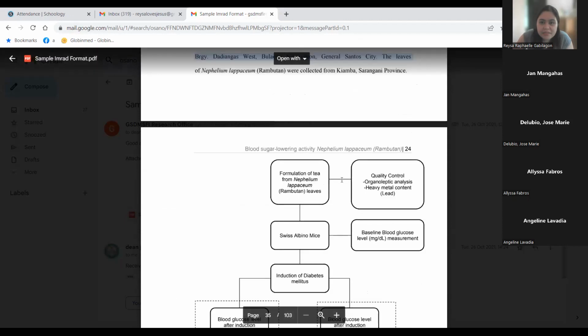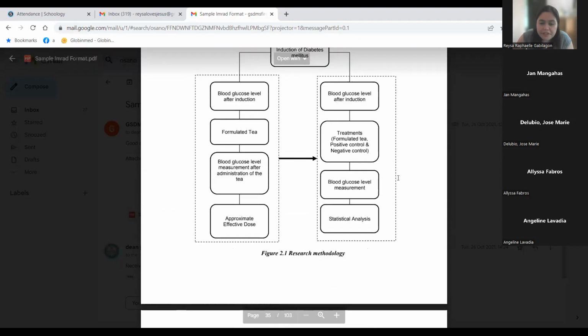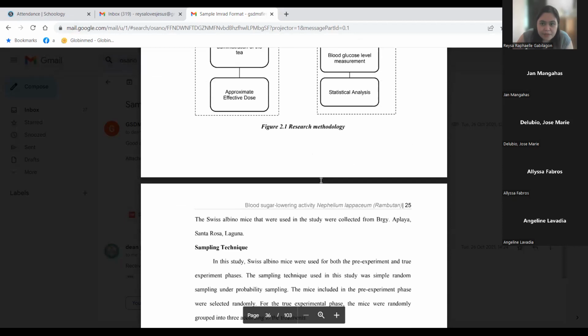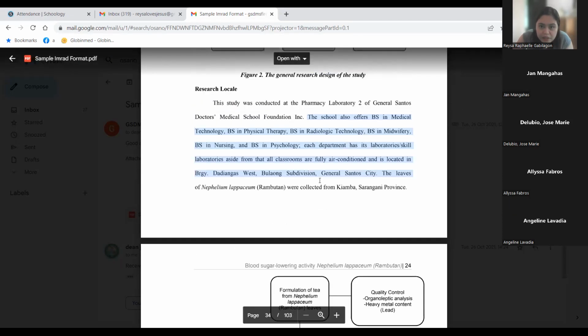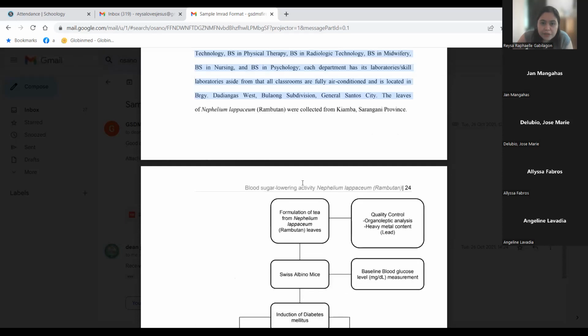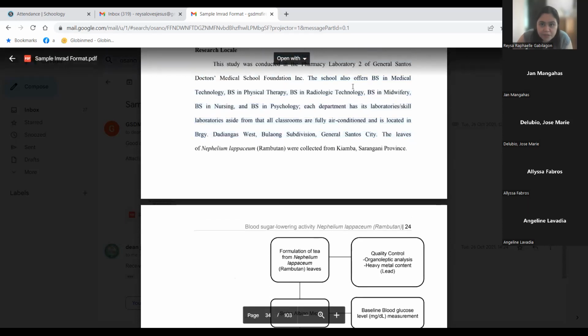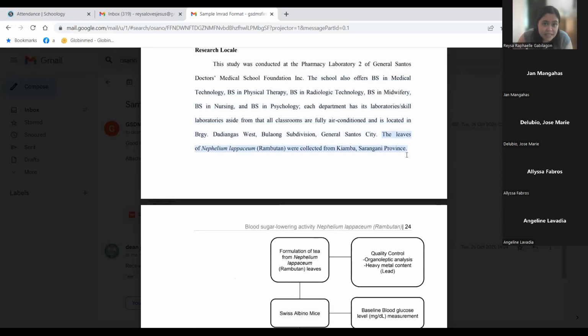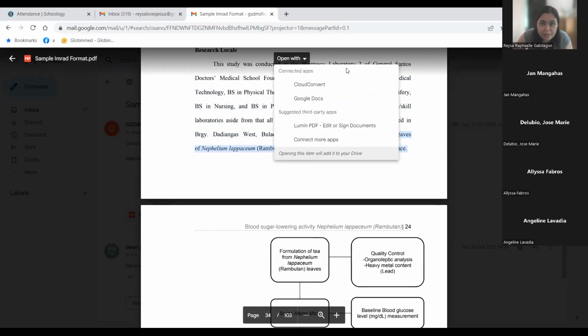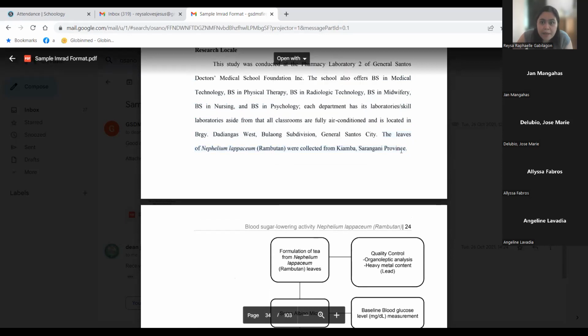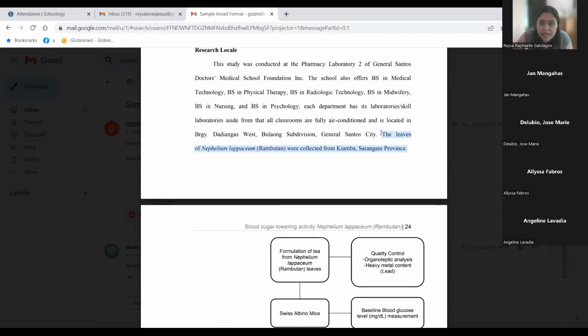They just placed their research methodology like a figure. Then, there is more. I just didn't see it. But, there. Aside from the description of the GSD-MSFI, they have a second locale in the study. Okay? This is the place of the experiment, the GSD-MSFI. But the second locale is where they got their plant material. So, there we have the leaves of Nephelium lapacum, were collected from Kiamba, Sarangani province.